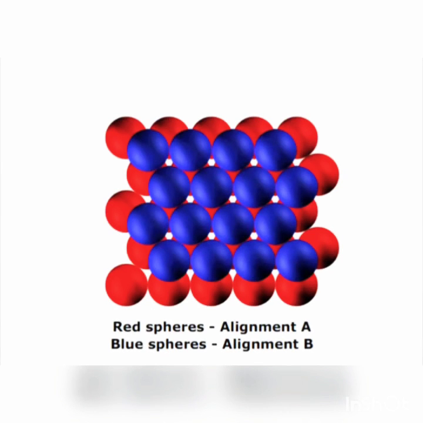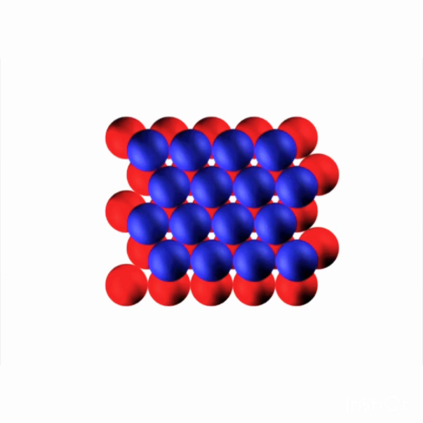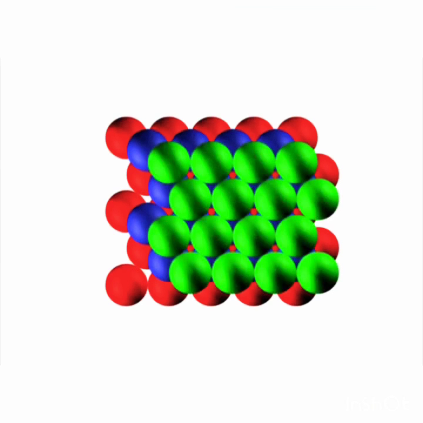Another way of placing the third layer is to cover the octahedral voids of the second layer by placing the spheres of the third layer above the octahedral voids made by the first two layers. The alignment of the third layer is different from the first two layers, and so the spheres have a different color, that is green color. Let this alignment be called C.